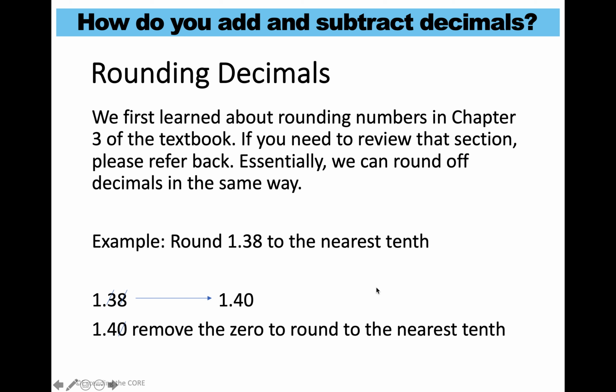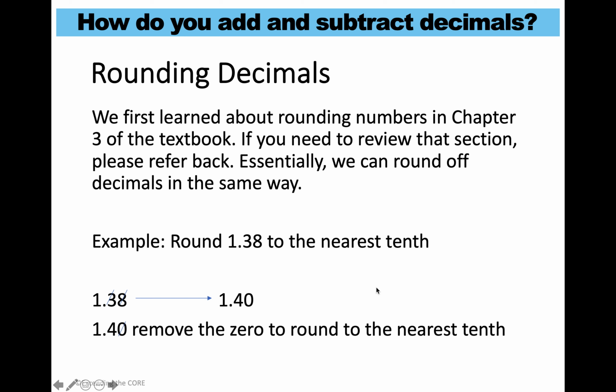All right, this is the last section of this week's chapter, which is about adding and subtracting decimals. And this chapter ends with getting specific about rounding decimals off to the tenths, the hundredths, the thousandths place. So the last few exercises specifically deal with this. So, rounding decimals. We first learned about rounding numbers in chapter 9 of the textbook.